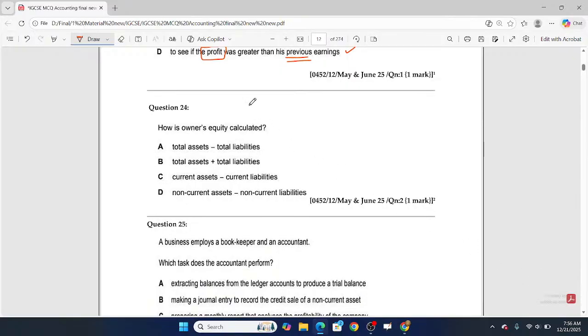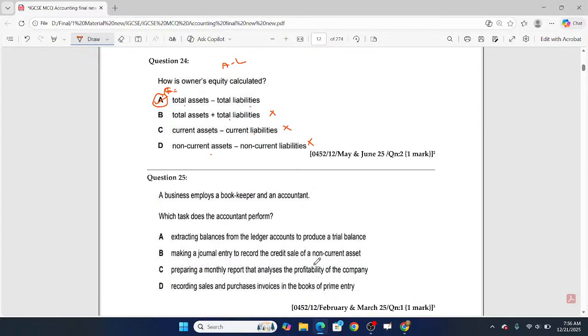Now, how is owner's equity calculated? Capital is equal to total assets minus total liabilities, also correct. This one is correct. Total assets plus total liabilities, no. Current assets minus current liabilities, also not correct. Current assets minus non-current liabilities, also not correct. So owner's equity is nothing but assets minus liabilities only. So choice A is correct. You need not go further here.